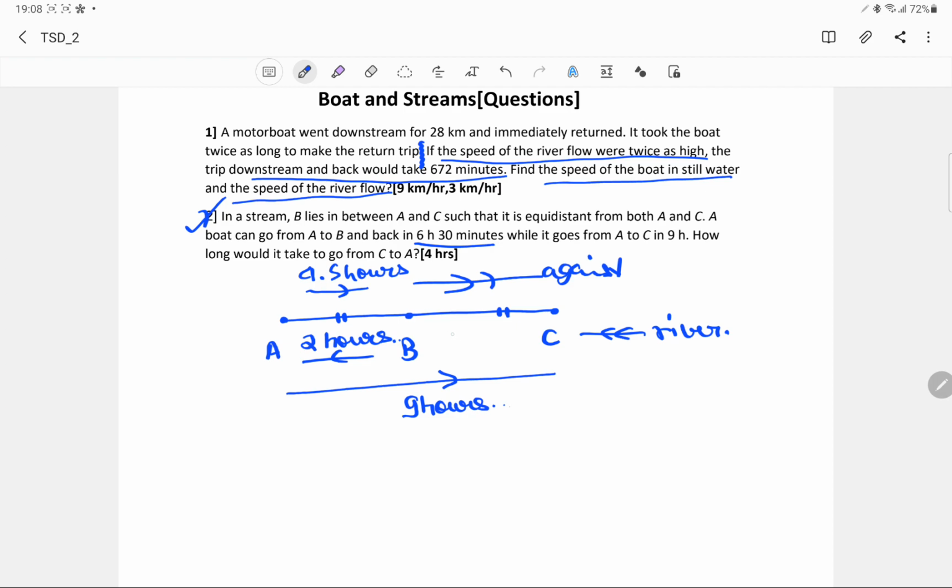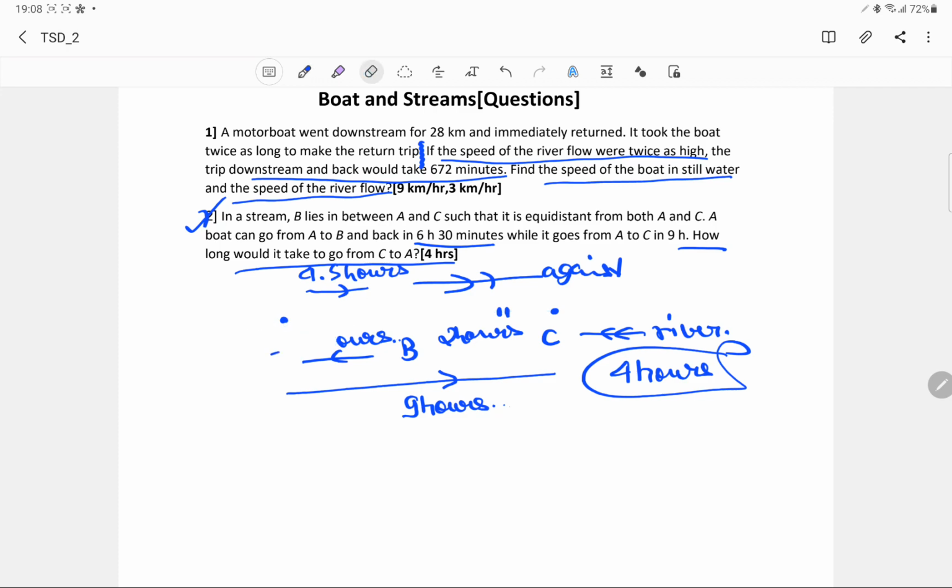Okay, so this would be 2 hours again. So how long would it take to travel from C to A? That would be 4 hours. See how simple it was. You could just feel it and answer this question.